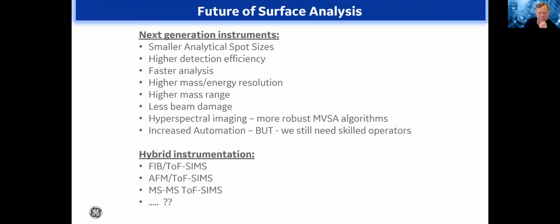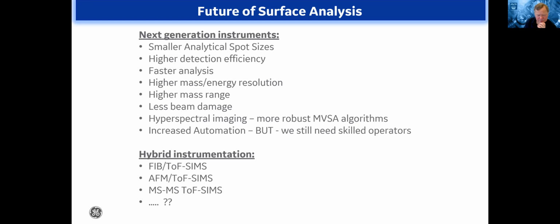Running low on time, so I want to jump to the future of surface analysis. Everybody wants to have a tighter focus. So next generation of instruments, they'll have smaller analytical spot sizes, higher detection efficiency, faster analysis, higher resolution, higher mass range, less beam damage, more advanced data analysis algorithms such as multivariate analysis. However, the important point is we're still going to need skilled operators to properly interpret the data sets.